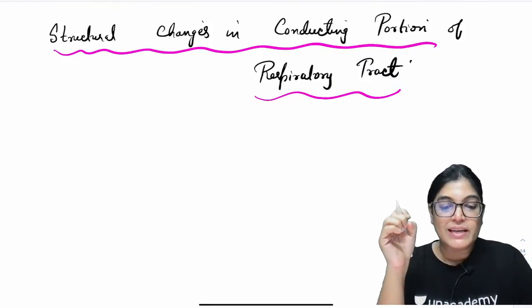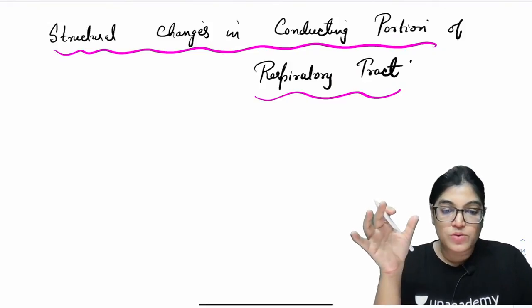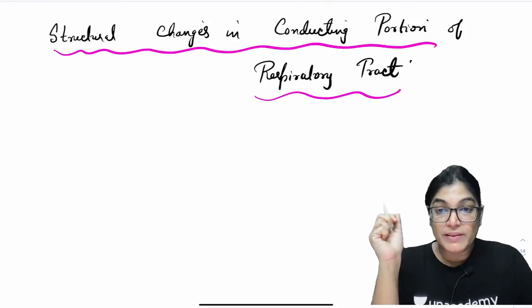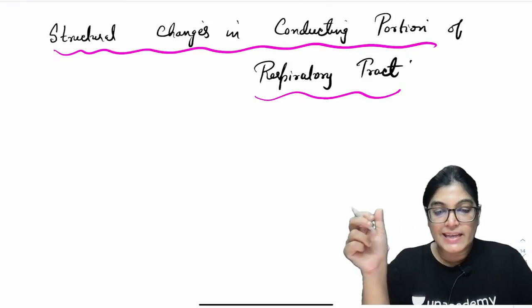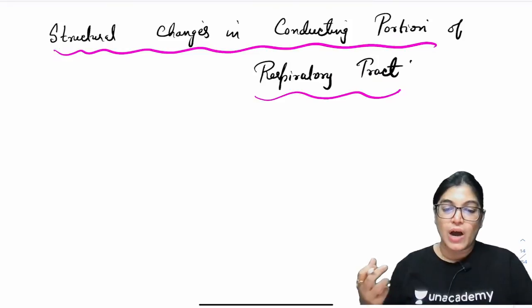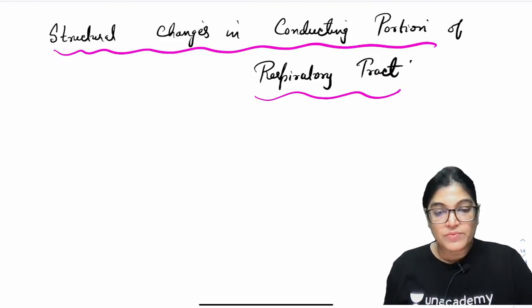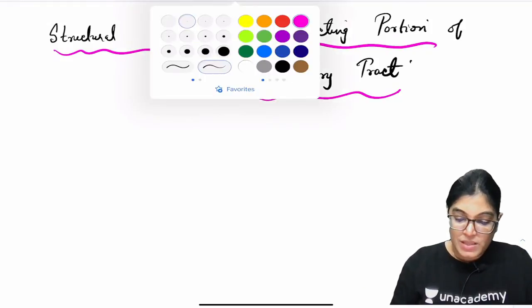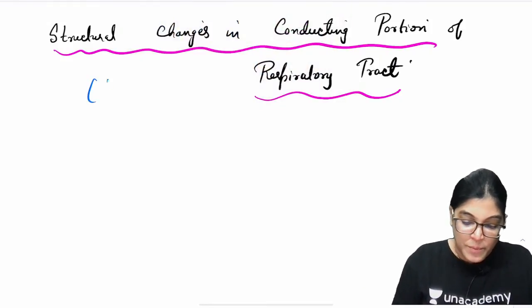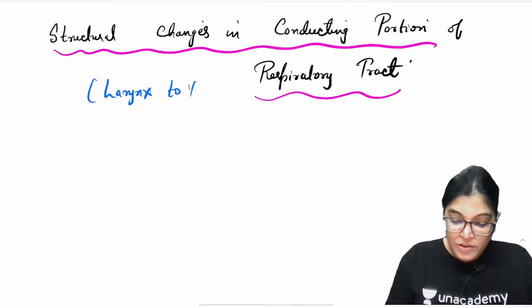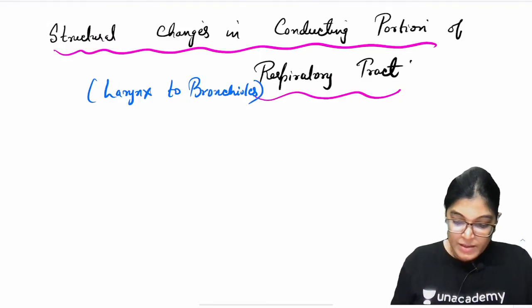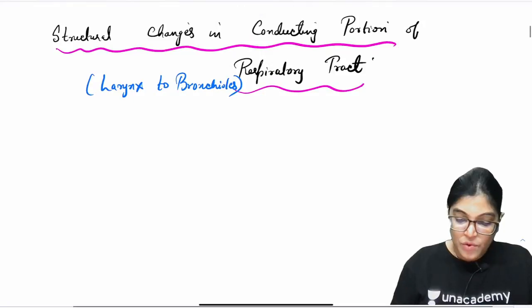First thing is that epithelium thickness will decrease. We know that the whole of the respiratory tract has a lining epithelium of pseudo-stratified ciliated columnar epithelium. As we move down, the lining epithelium will become simple cuboidal epithelium. I am just briefing you the changes seen as we move down from the larynx to the bronchioles.